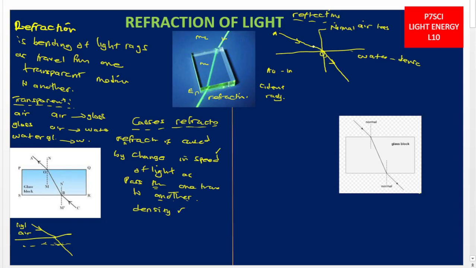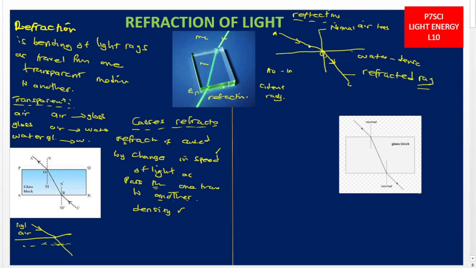So therefore this light ray which is bending, because it has bent, and bending is called refraction, therefore this ray OC is going to be called the refracted ray. It's going to be called the refracted what? Ray.